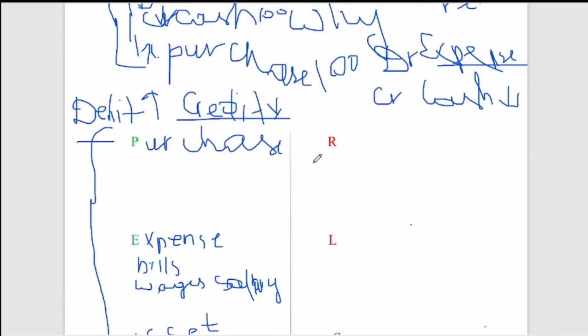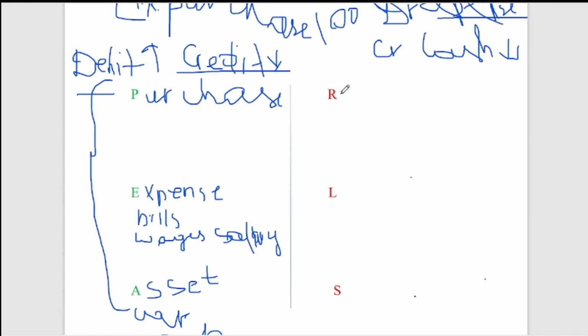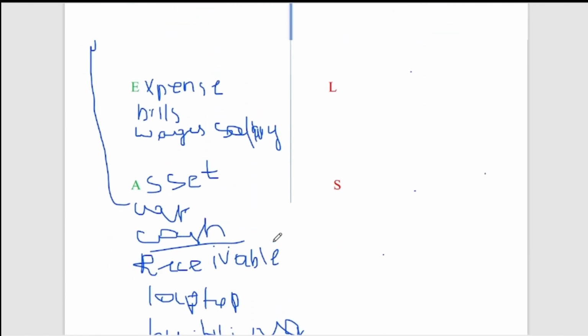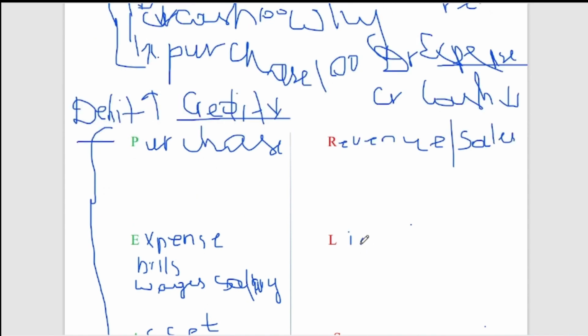So now let's take a look at this side. First one is revenue. We can call it sales as well. It occurs when you sell something. When you sell something for cash, it affects the sales side and the cash. If you sell something for credit, it affects the side of sales and receivable. And the next one is liability.